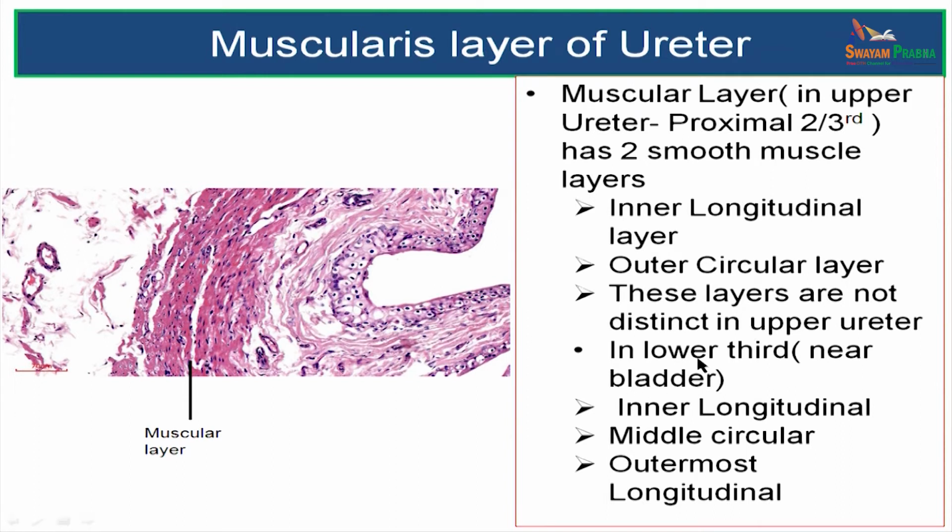In the lower third of the ureter, that is where the ureter is close to the bladder, there is an additional longitudinal smooth muscle layer added, and hence in the lower ureter there are 3 layers of smooth muscle: inner longitudinal, middle circular layer and outermost longitudinal layer of smooth muscle.